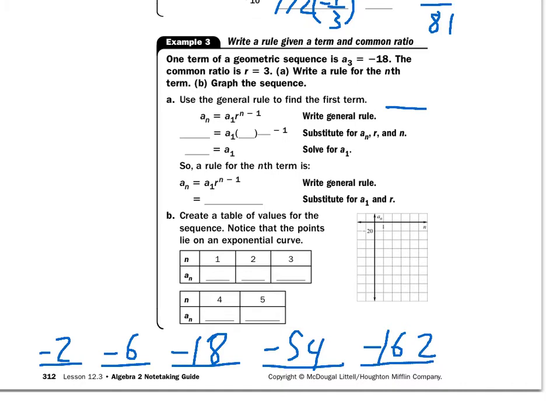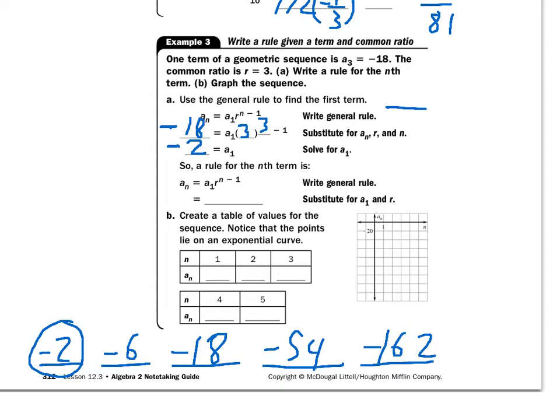So if we take a sub 3 and call it negative 18, put it right here, and we know our constant multiplier is 3. And then this is the third term, so we put a 3 there, 3 minus 1. Well, 3 to the second power is 9. Divide by 9, and a sub 1 equals negative 2. And that's what we had down here, negative 2, so we did it the right way.